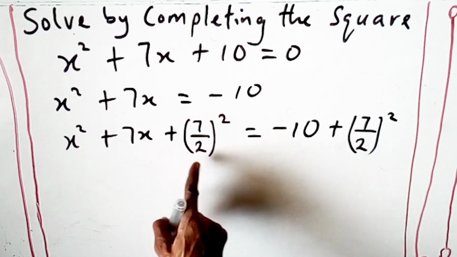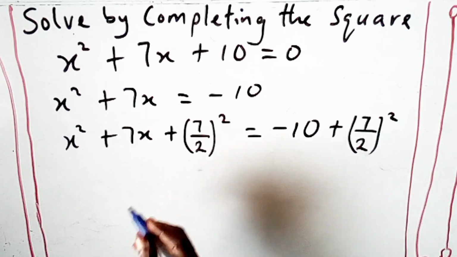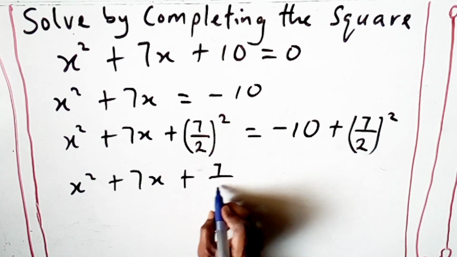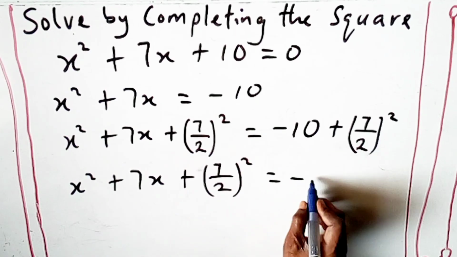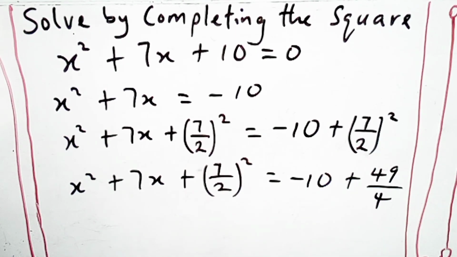Half of 7 is 7 over 2. So that is what we did. We added the square of it to both sides. Then the next thing we did now, the right hand side, I have to solve the right hand side. That's what I did there.